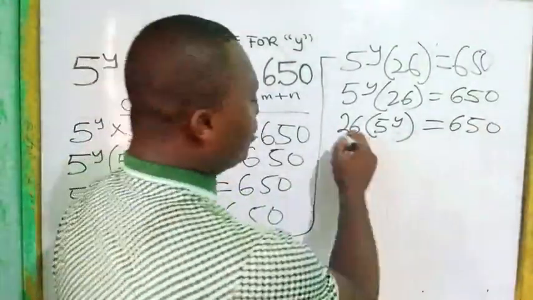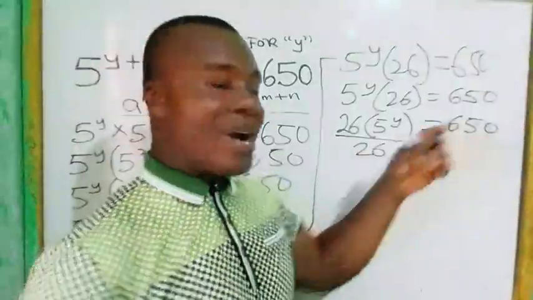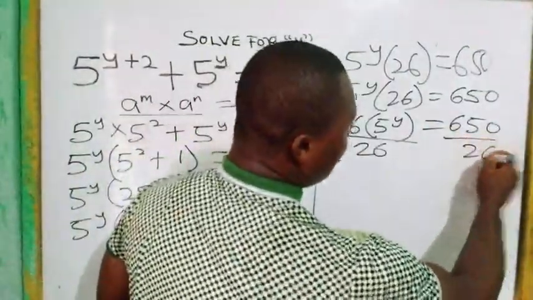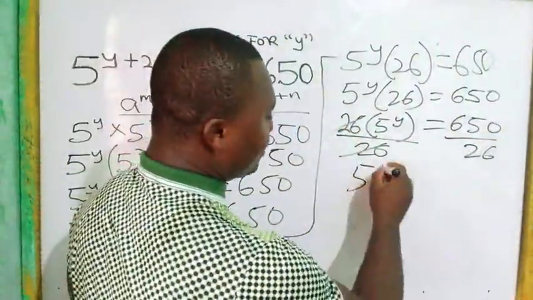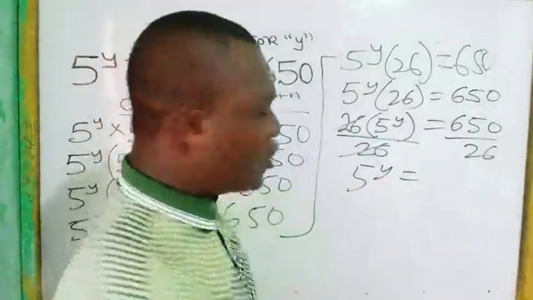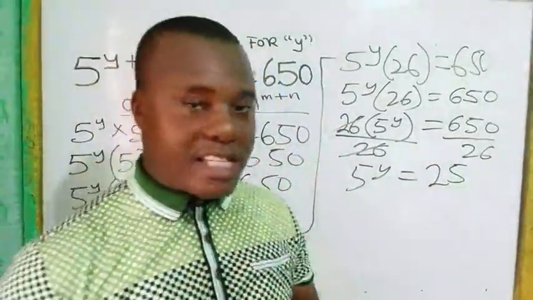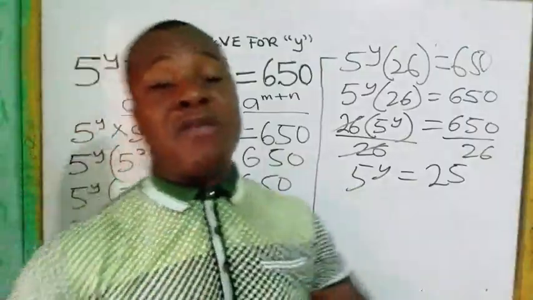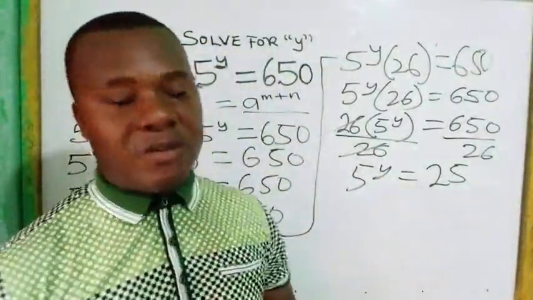So we divide both sides by 26, both this term and this term. So that 26 will cancel 26. Then we have 5 raised to the power y equal to 650 divided by 26, which will give us 25. Now when you get here, we see we have 5 raised to the power y equal to 25.